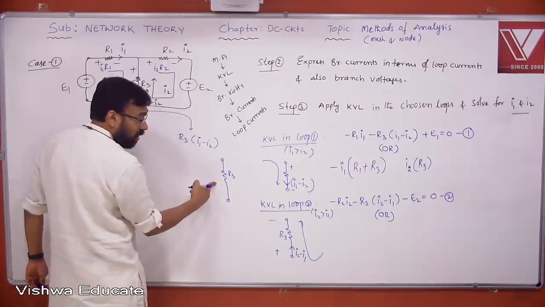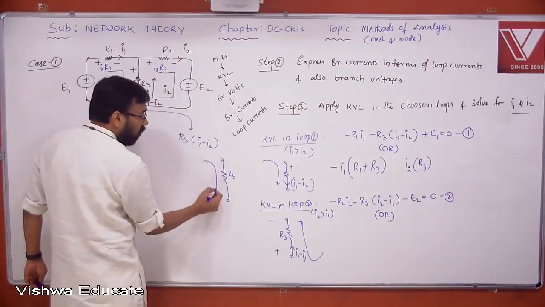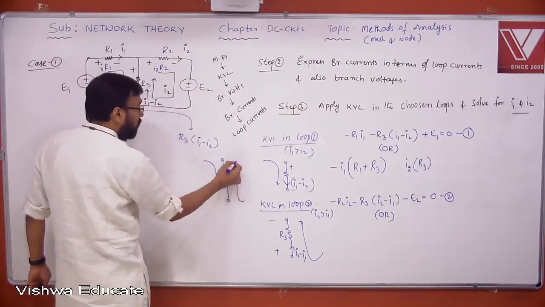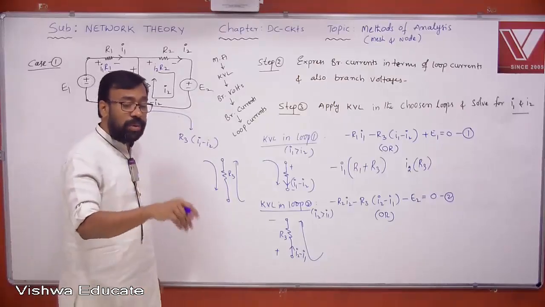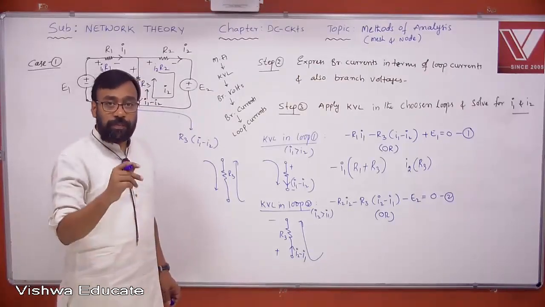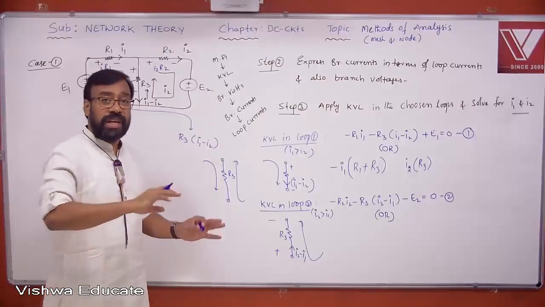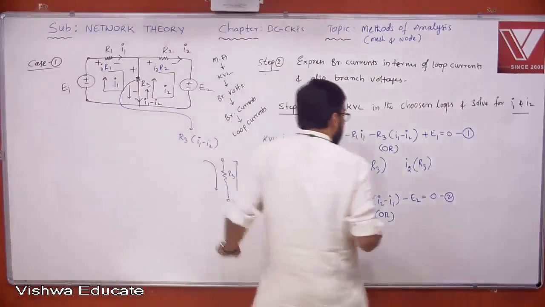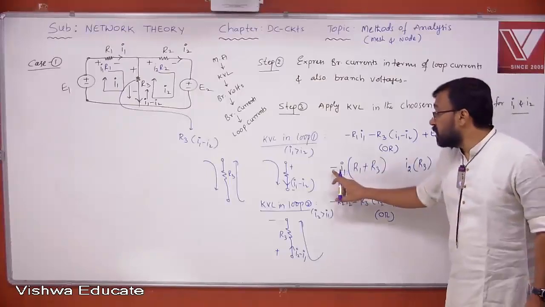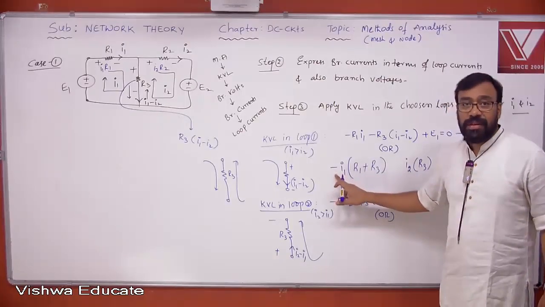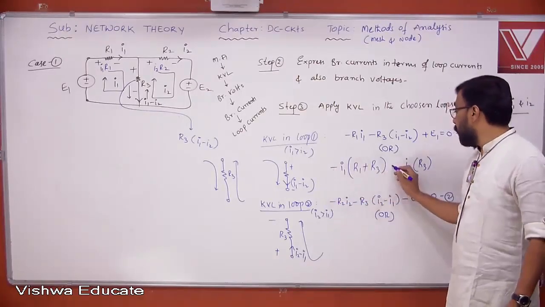This is a common element, right? How are the loop currents flowing? One is downward, the other is upward. Don't say both are clockwise, not like that. In the common element, one is upward, the other is downward. That means opposite direction. When the loop currents are flowing in the opposite direction, you take the opposite sign to the predefined sign. Suppose you have minus, therefore it becomes plus.